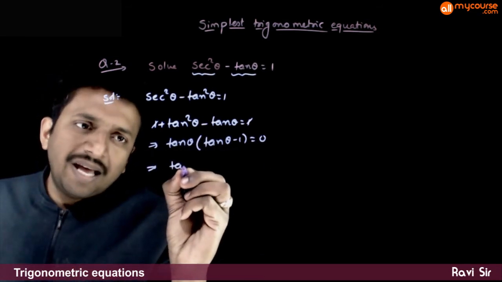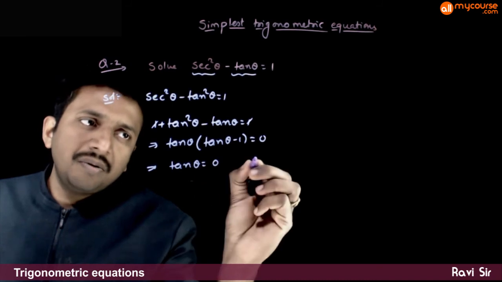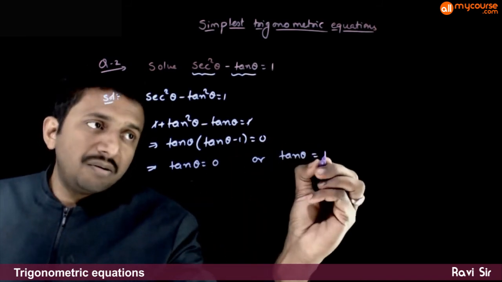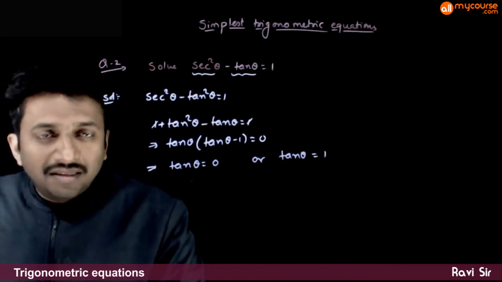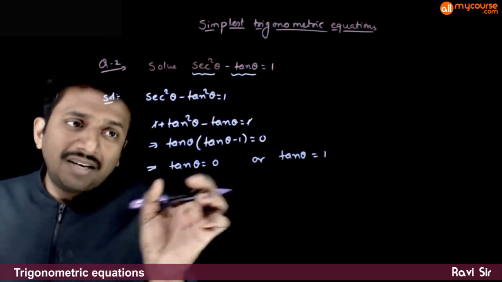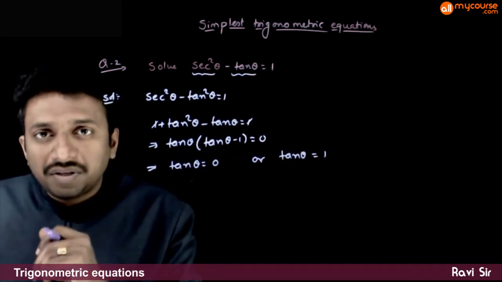This implies tan theta is equal to 0, or tan theta minus 1 is equal to 0, that is, tan theta is equal to 1. So now tan theta can be either equal to this or equal to this.